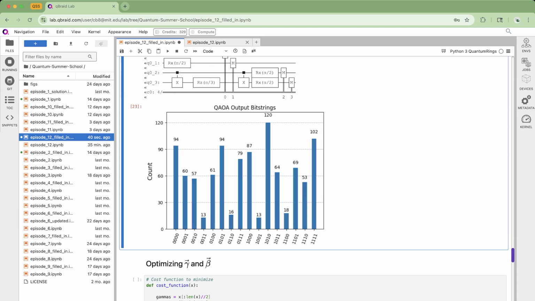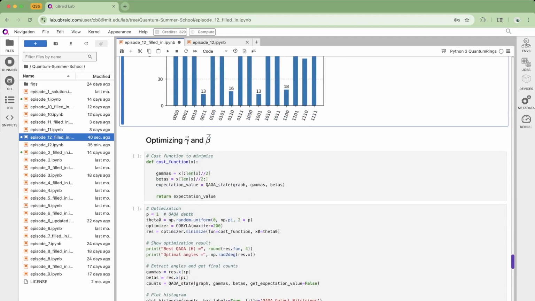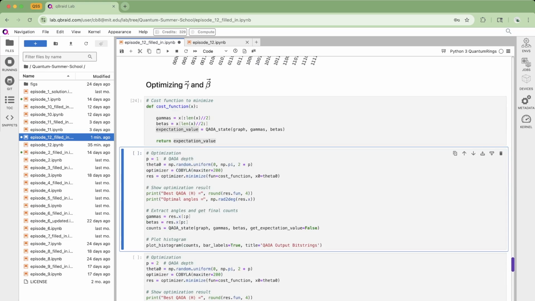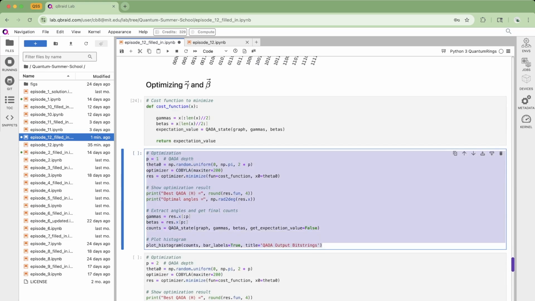So now we want to actually optimize gamma and beta, not just guess around randomly. So we need to define a cost function that we're going to minimize. So we're given x, which is just a list of gammas and betas. The gammas are the first half of the list and the betas are the second half of the list. And then we're going to compute the expectation value of that QAOA state for those gammas and betas and return that expectation value. We want to minimize that expectation value.